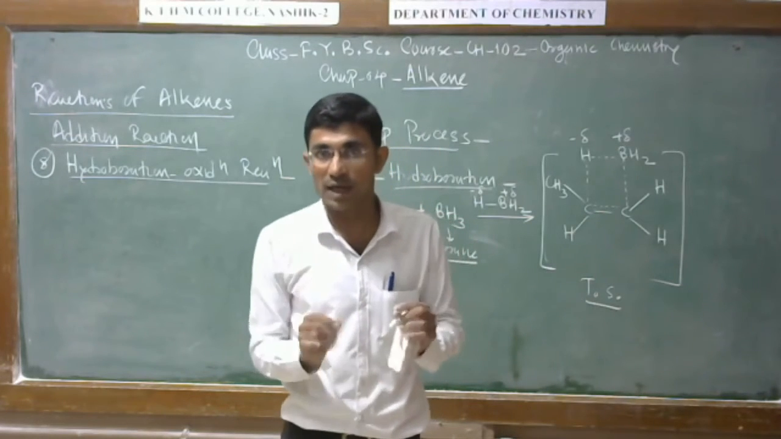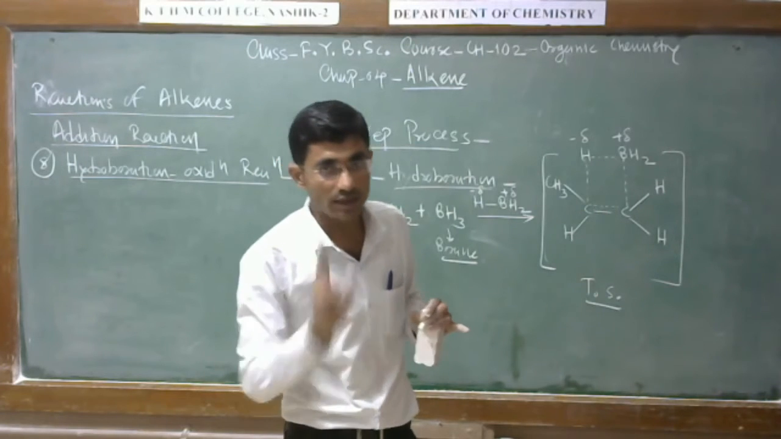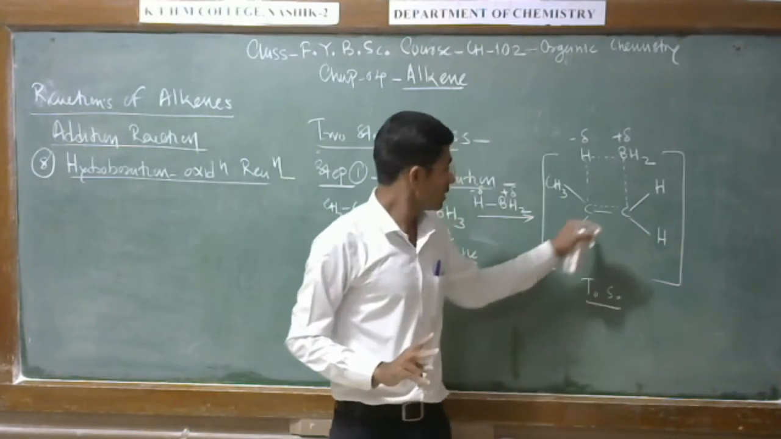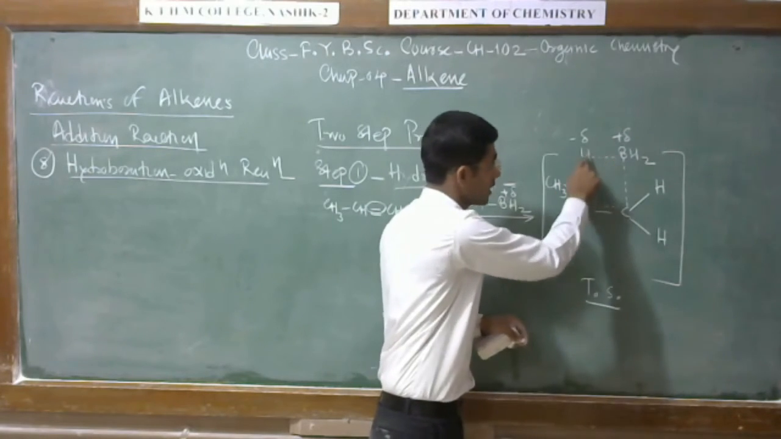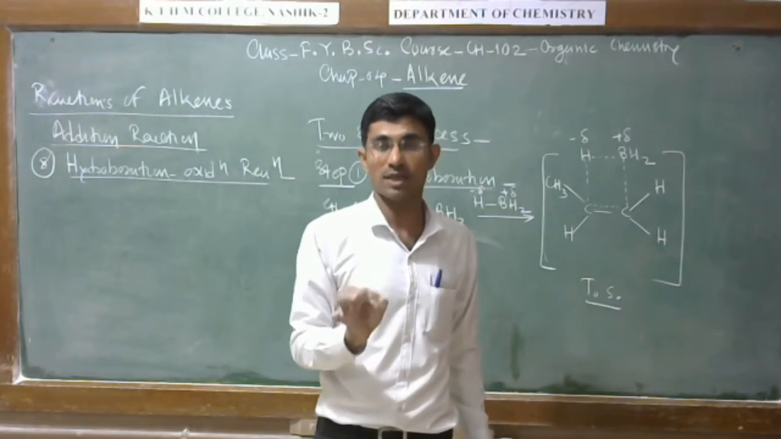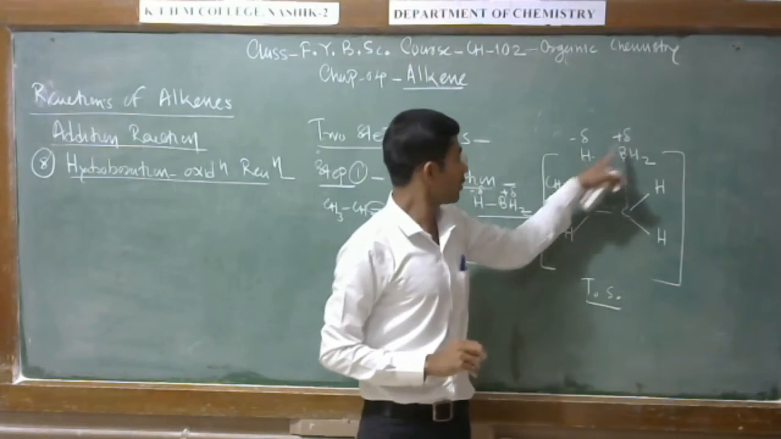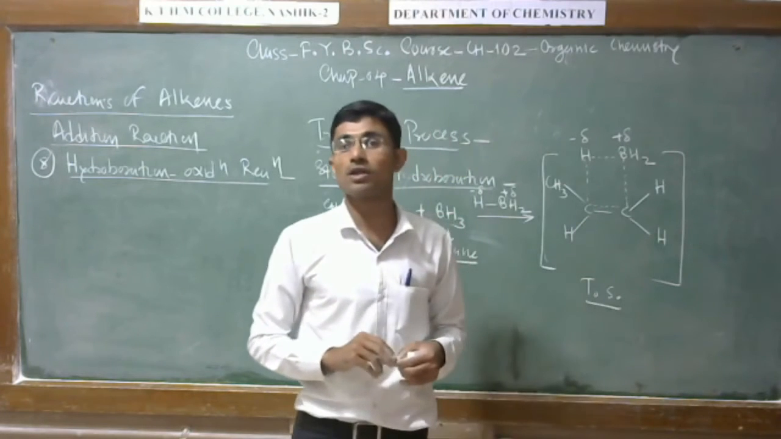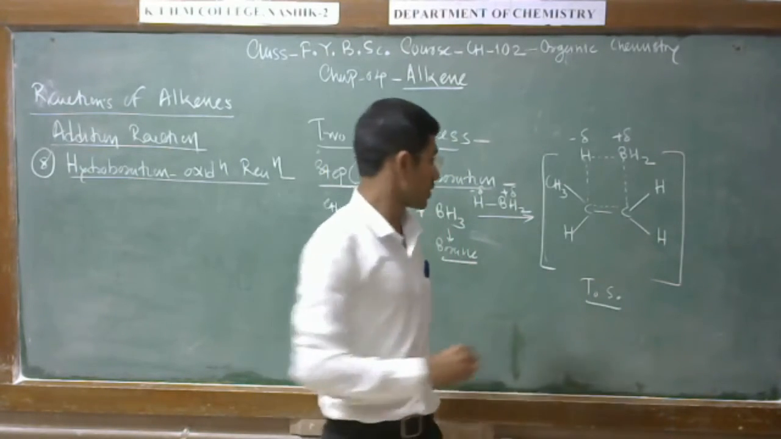In this cyclic character, we can observe that in this transition state, this bond starts to break, this bond starts to form, this bond starts to break, this bond starts to form. So overall in this transition state, four atoms are involved: 1, 2, 3, 4. So this is a four center cyclic process.